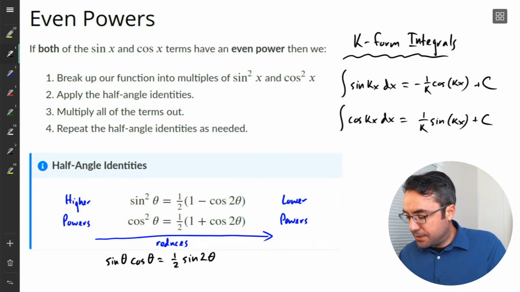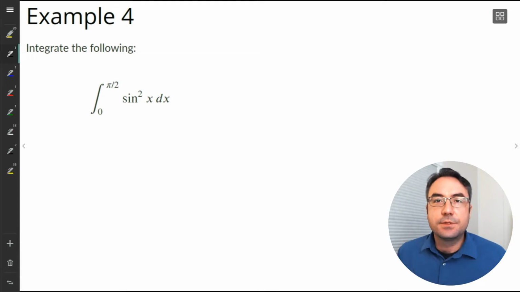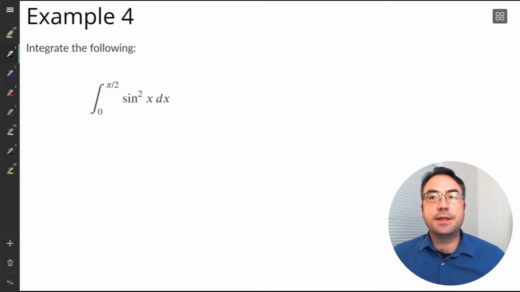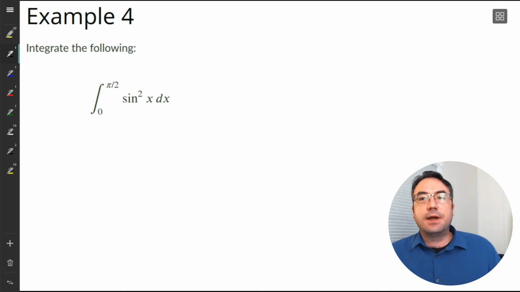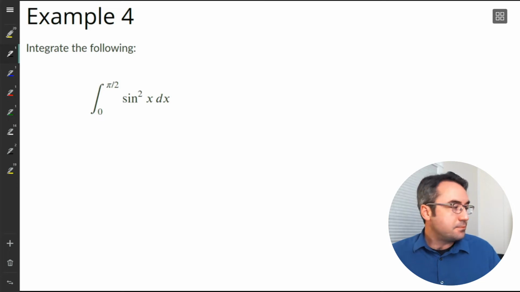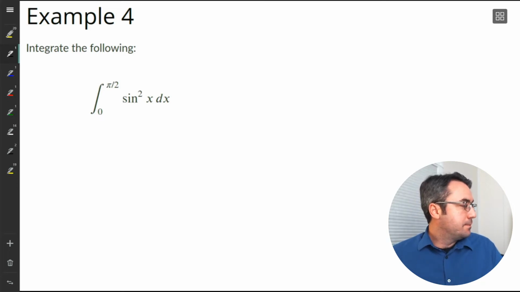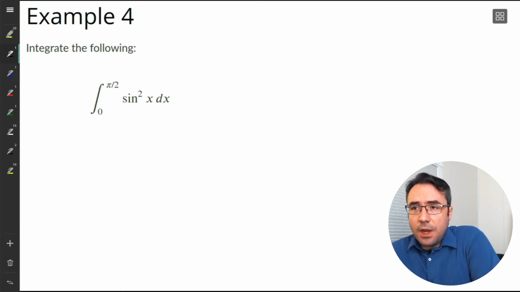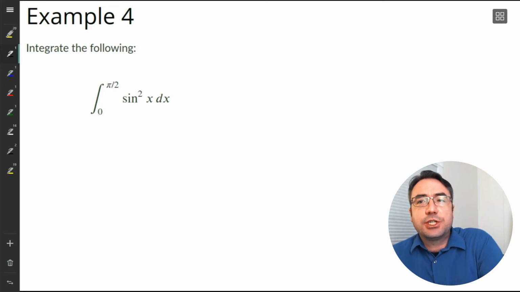All right, let's try one out. Let's try one of these examples out. So let's look at example 4. We're going to integrate sine squared, and we're going to do a definite integral. Why not? And it'll be the integral from 0 to pi over 2. All right, so let's give this one a shot.